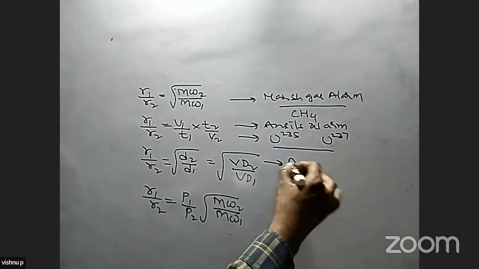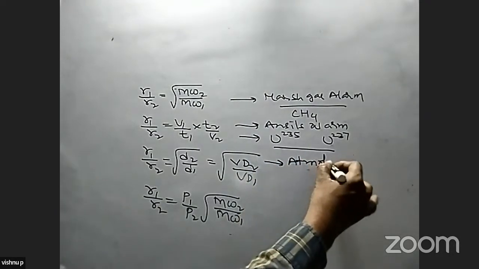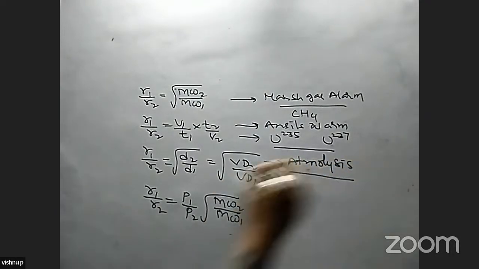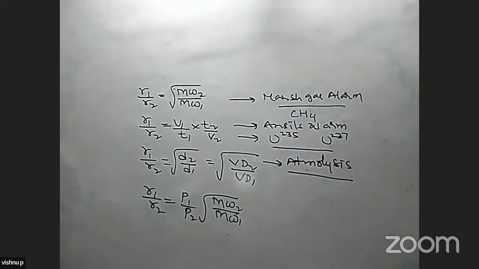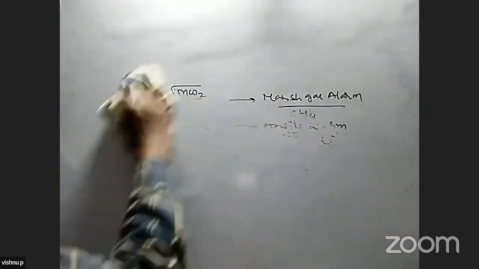And one more important application is atmolysis. Atmolysis is also based on diffusion. Atmolysis means, from a mixture of gases, the individual gases are separated by the atmolysis method. So this is called Graham's law of diffusion.